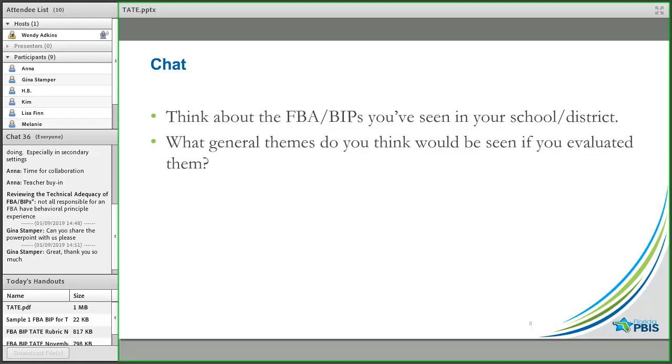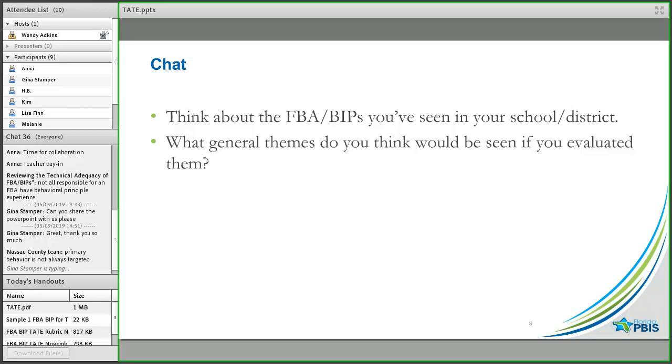So go ahead and just think about, if you've seen an FBA BIP recently, what might you see? You might even see a good theme in your district, so it doesn't have to just be a bad theme. We're talking about strengths as well as challenges, but we tend to focus on what we need to improve. But what are some things that are great that you've seen in your FBA BIPs? And what are some things you hope to see that you could help your district improve?